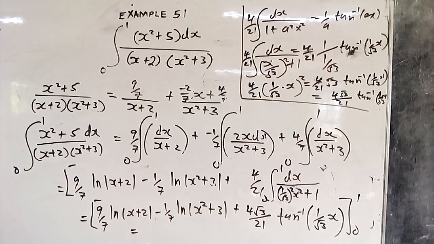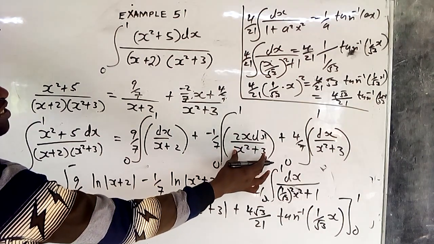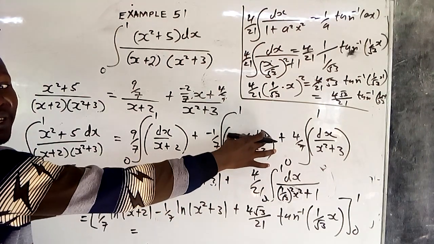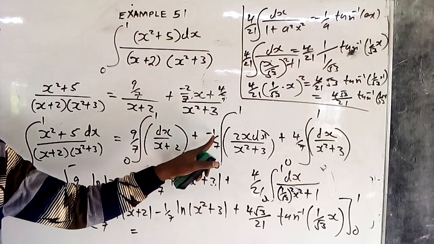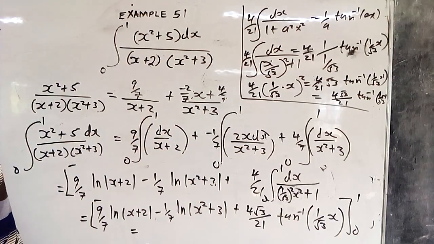I took 2 inside because when you take v to be x squared plus 3, if you differentiate, you get 2x dx. So 2x dx, the whole of this is dv. So it is dv over v. That is why it was supposed to be negative 2 outside. So 2 I've taken inside because the whole of that 2 is part of dv. Do you see? Yes. Good.